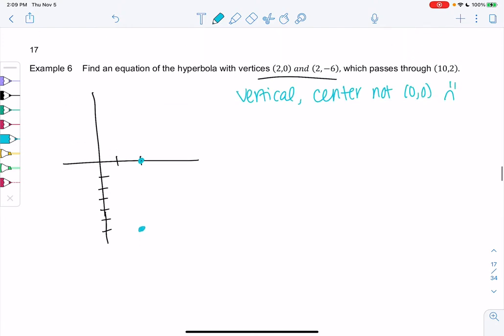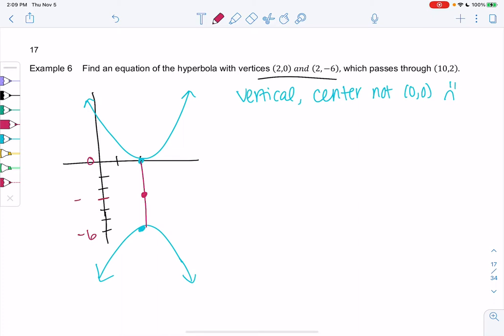So we're going to have a vertical hyperbola because my vertices go up and down. So it looks something like that. It'll go up at (2, 0) and down at (2, -6). I also know that the center is exactly in between the two vertices. So rather than using formulas and overwhelming myself and messing up formulas, I'm just going to count. So this is 0 and this is -6. So halfway in between would be -3. So the center would be (2, -3).